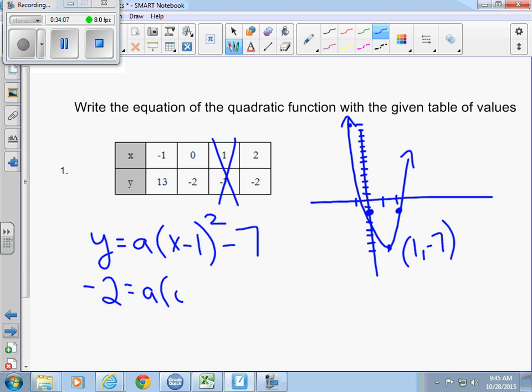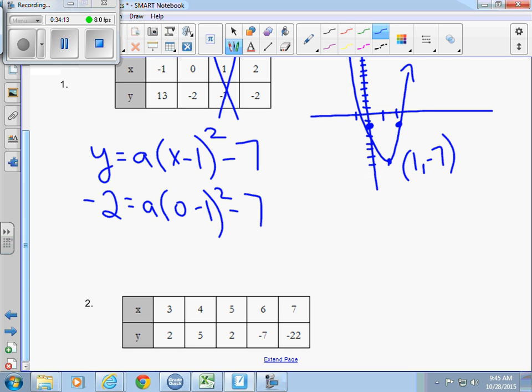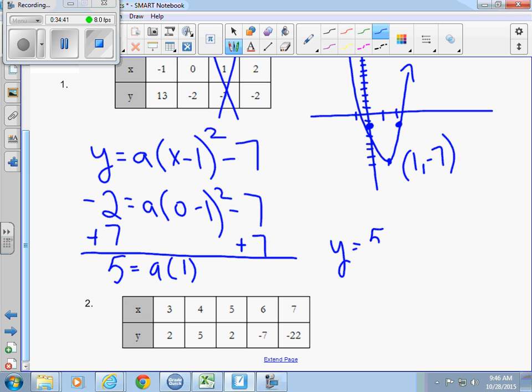-2 equals A times 0 minus 1 squared minus 7. Any questions so far? Add the 7 over. Am I going too fast? Add the 7 over. We have 5 equals A times what is -1 squared? So A is 5. So I get y equals 5 times x minus 1 squared minus 7.